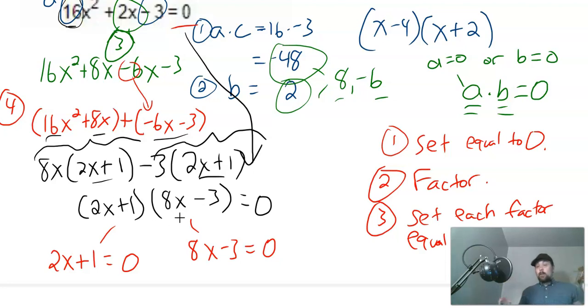So we had to do a lot of work, but we got to this point where we have two things being multiplied together, and we know the answer is supposed to be 0. Well, the only way two things can multiply together and be 0 is if the first thing's equal to 0 or the second thing's equal to 0, right? So this is like your A and your B.